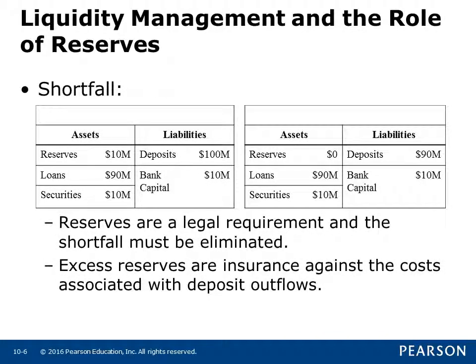Here we see the shortfall of having just the required reserves. When $10 million is taken out, the bank on the right has 0 reserves, whereas the bank on the left has $10 million in excess reserves, still meeting the reserve requirement ratio, whereas the bank on the right needs to sell off loans or other assets in order to meet that required ratio.